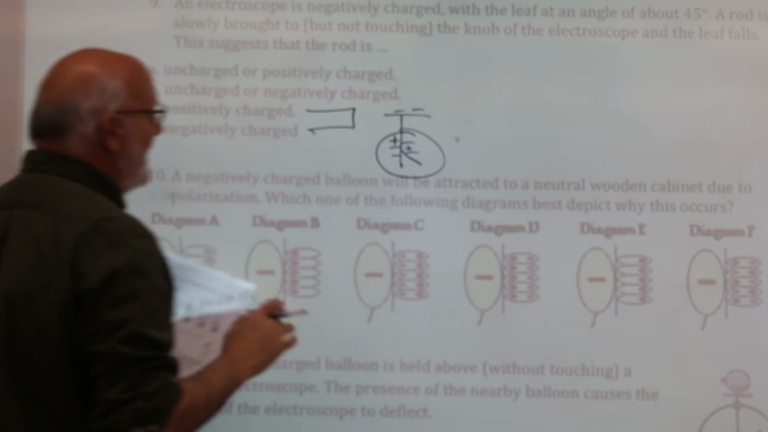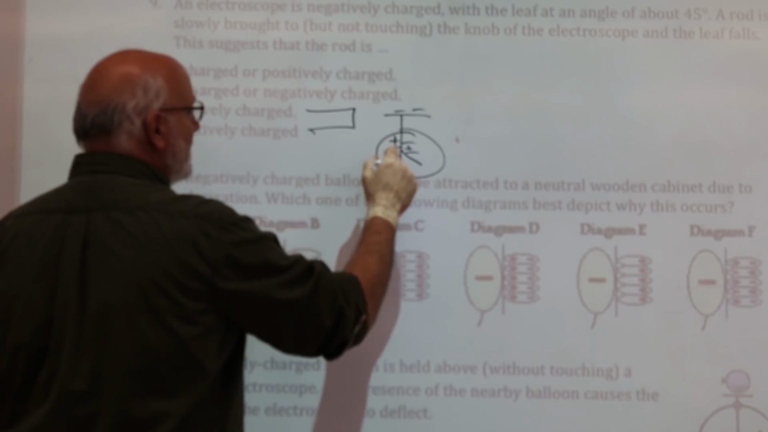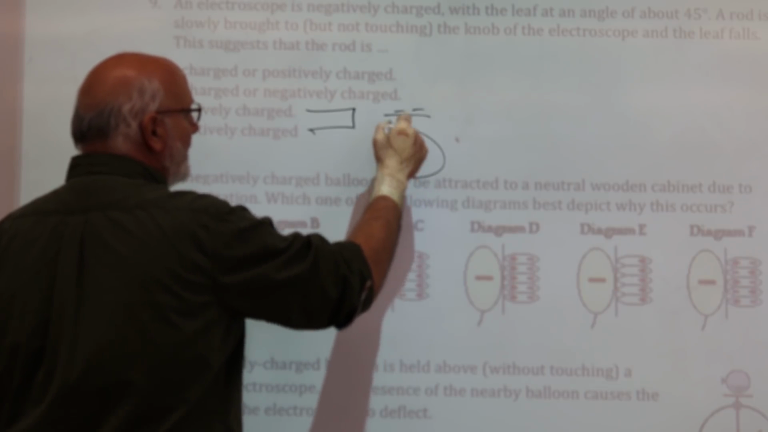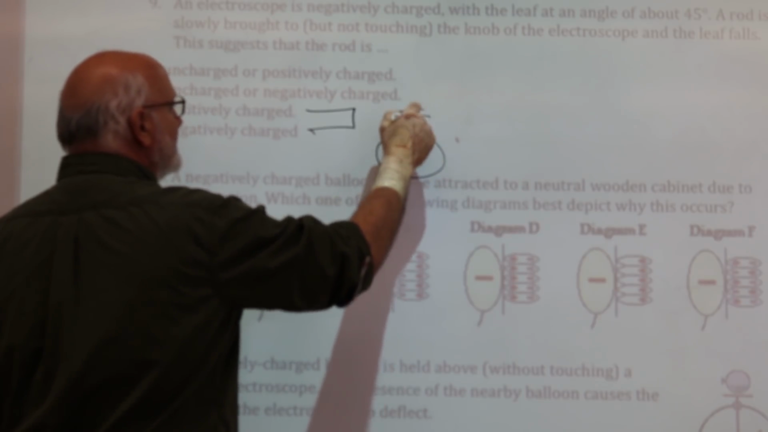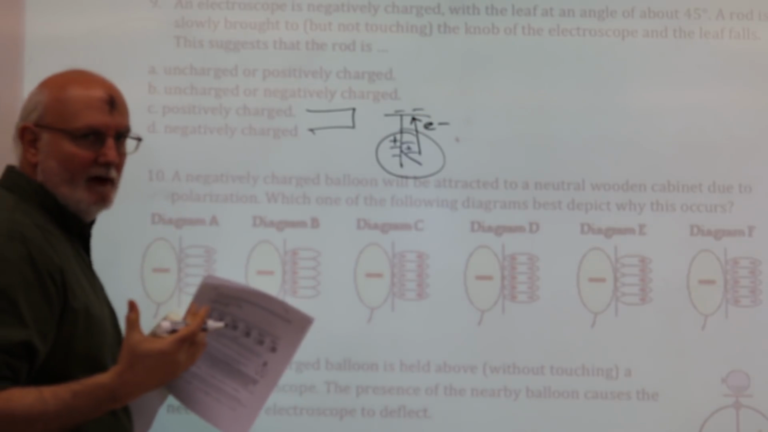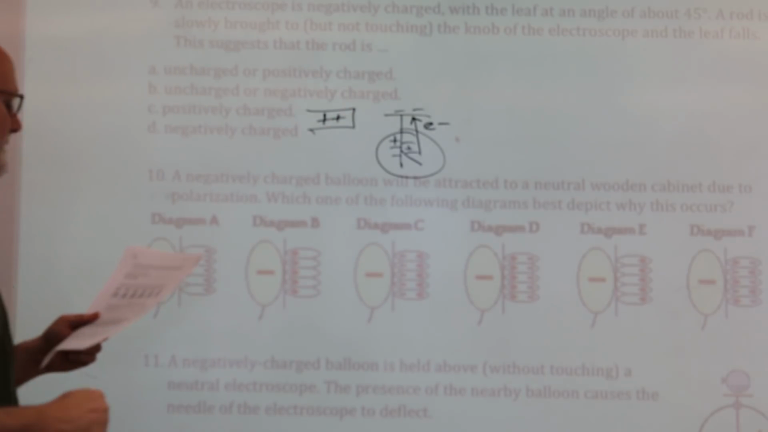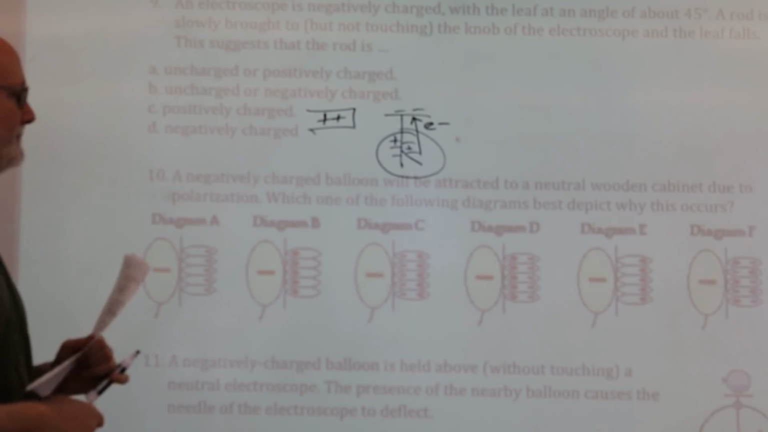Well, if in fact it falls, that means that in this case, the rod is going to be drawing the electrons up away from the leaf, okay? So these electrons are going to get drawn up. What is it that's going to attract the electrons? Positive charge. And so therefore it's C, positively charged. Okay?